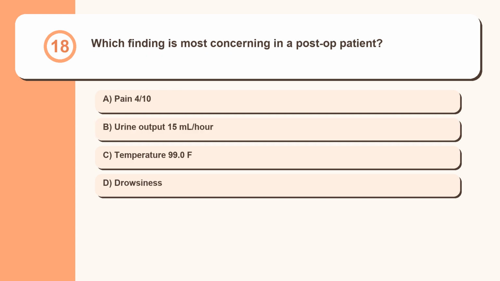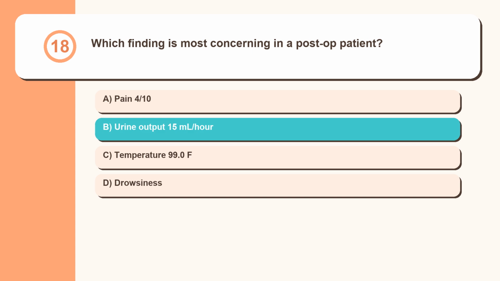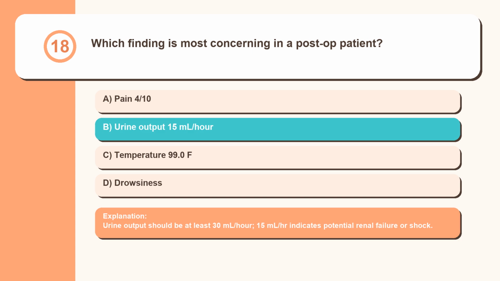Question 18. Which finding is most concerning in a post-op patient? Pain 4/10, urine output 15 mL/hour, temperature 99.0 F, drowsiness. Urine output should be at least 30 mL/hour. 15 mL/hr indicates potential renal failure or shock.